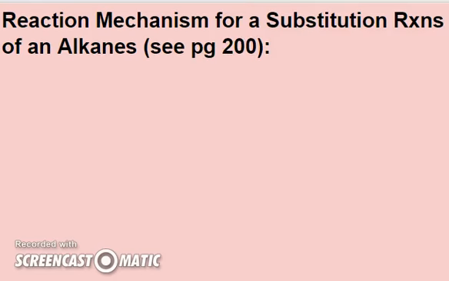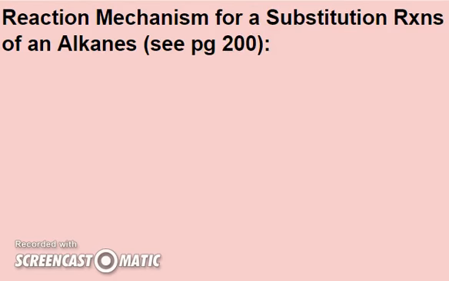So the reaction mechanism for homolytic fission or the substitution reaction of an alkane is kind of complex. This is on page 200. And I'm going to try and simplify it, because what IB is going to expect you to know is the 3 steps of this. And the 3 steps are initiation, propagation, and then termination. So initiation is this one. You should be able to remember, because this is when the UV light splits a halogen atom in half.